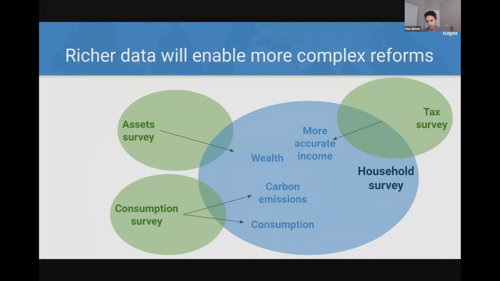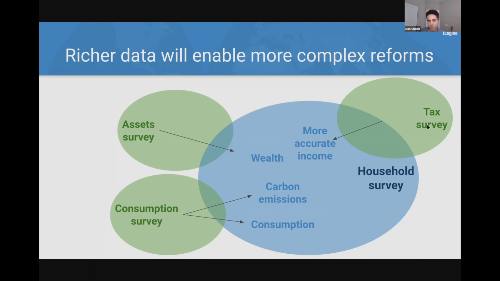We want to do this for a lot more surveys. For example, household surveys usually don't have data on wealth, land, carbon emissions, or consumption. So we can grab wealth from these asset surveys, and these will differ by country. We can calculate carbon emissions in the consumption survey. And then if we want to do a carbon tax simulation, we can do that in the household survey as well. Same with a consumption tax, like a VAT.